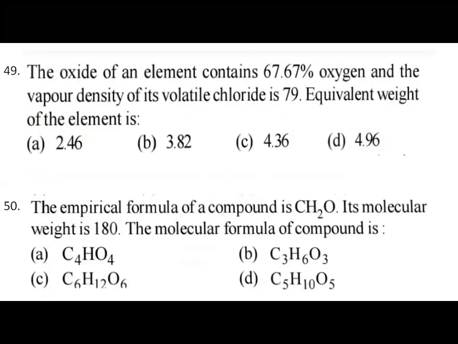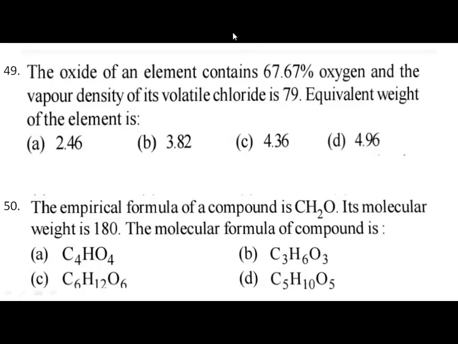Next question. The oxide of an element contains 67.67% of oxygen and the vapor density of its volatile chloride is 79. The equivalent weight of the element is. So the oxide of an element contains 67.67% of oxygen. They have said the vapor density of its volatile chloride, so if it is reacting with chloride, the vapor density is 79. What is the equivalent weight of the element?